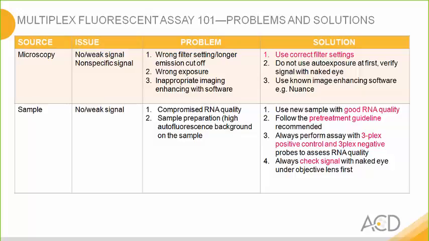If the source of the issue may be coming from your sample, it could be due to compromised RNA quality or sample preparation, which can lead to high autofluorescence background on the sample. And for the solution, we'd suggest you try a new sample with a good RNA quality, that you follow the pretreatment guideline, and that it's very important that you perform the assay with the 3-plex positive control and the 3-plex negative control to always assess the RNA quality. Again, you should always check your signal with the naked eye under the objective lens first.